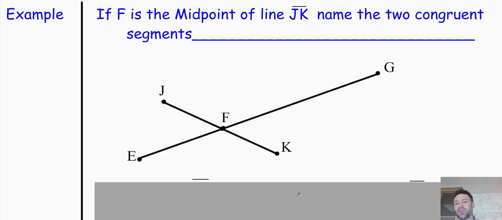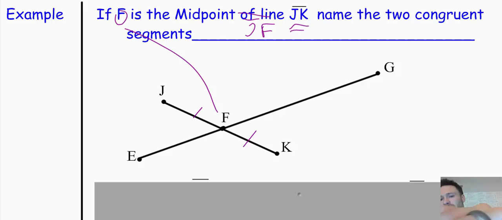Example, if F is the midpoint of line JK, so line JK is right here. It says F is the midpoint, then 2 congruent segments. So just like we had before, if F is the midpoint, that means those two things are congruent to each other. So I would write JF congruent to FK. My writing here, it's a little bit choppy moving the screen around here.